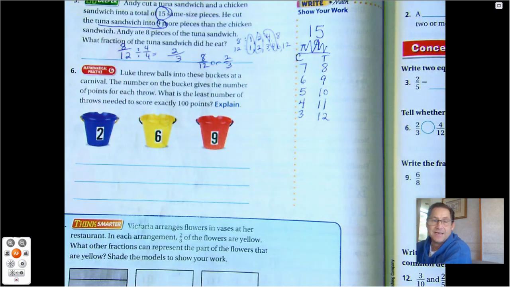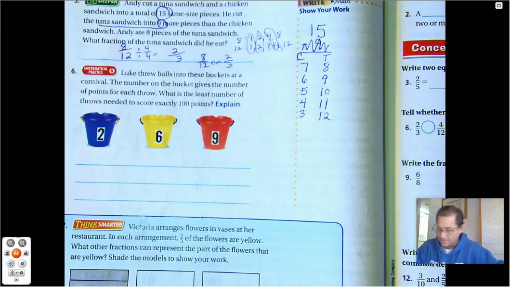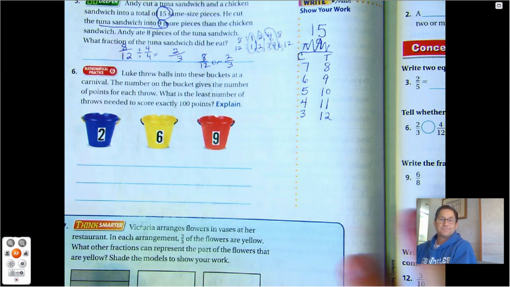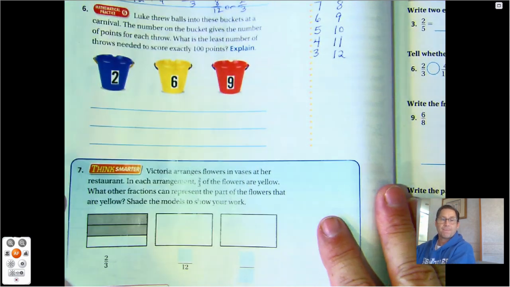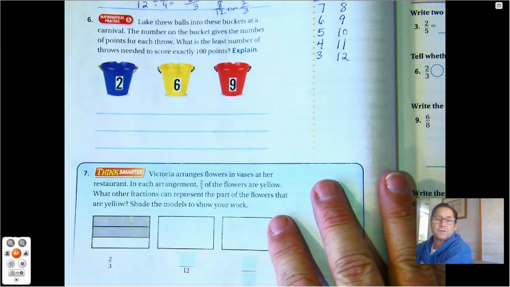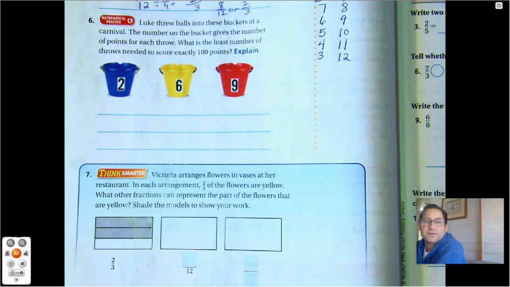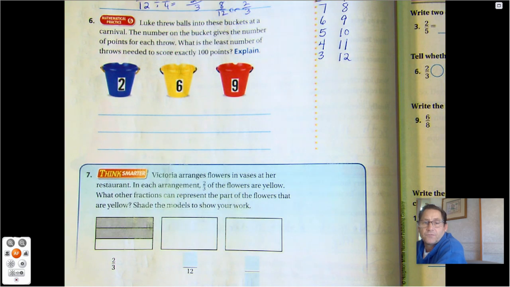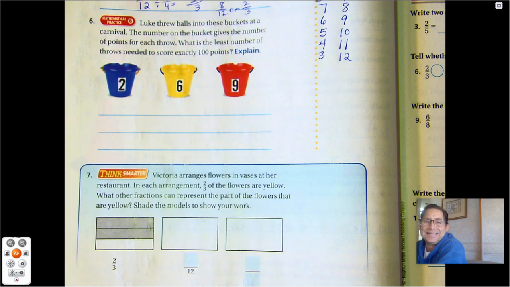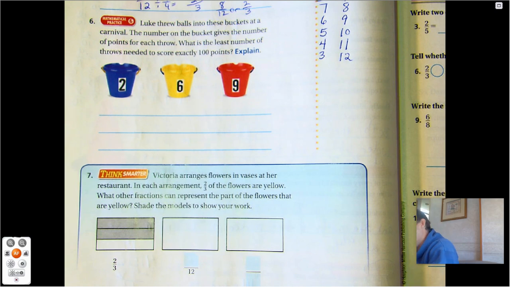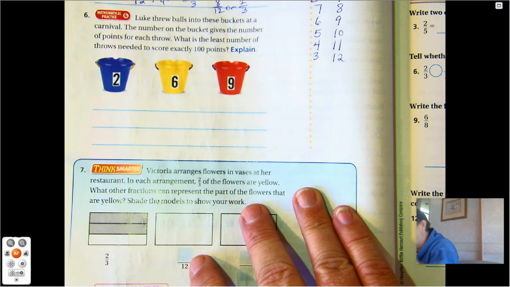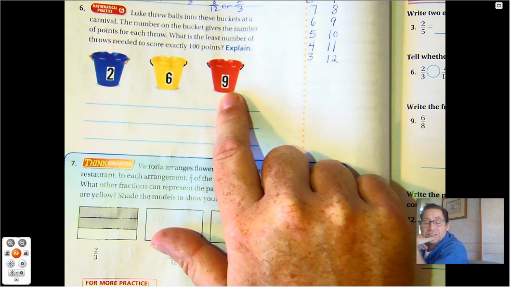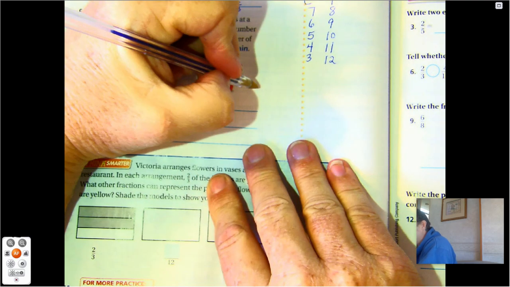All right, and number 6. Luke threw balls into these buckets at a carnival. The numbers on the bucket gives the number of points for each throw. What is the least number of throws needed to score exactly 100 points? Well, if we take the largest number, I could do 9 times 10. That would give me 90, and I would need 10 more.